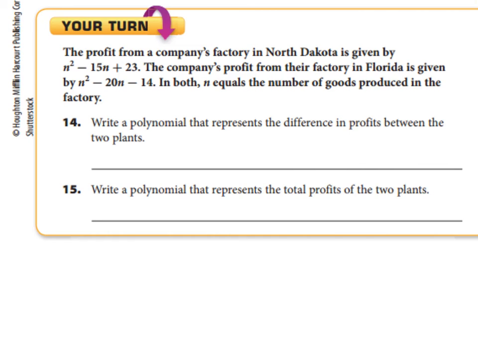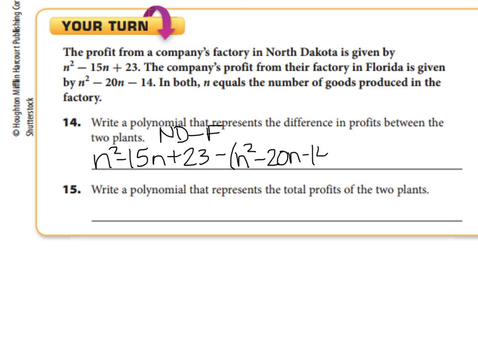Last problem here, so let's go ahead and do this one together. So we have the profit of the North Dakota factory is n squared minus 15n plus 23. And the Florida profit is n squared minus 20n minus 14. And it says to write a polynomial that represents the difference in profits. So we're going to take North Dakota, since it comes first, minus Florida. So that's n squared minus 15n plus 23. And we have to subtract from it the Florida's quantity, n squared minus 20n minus 14.